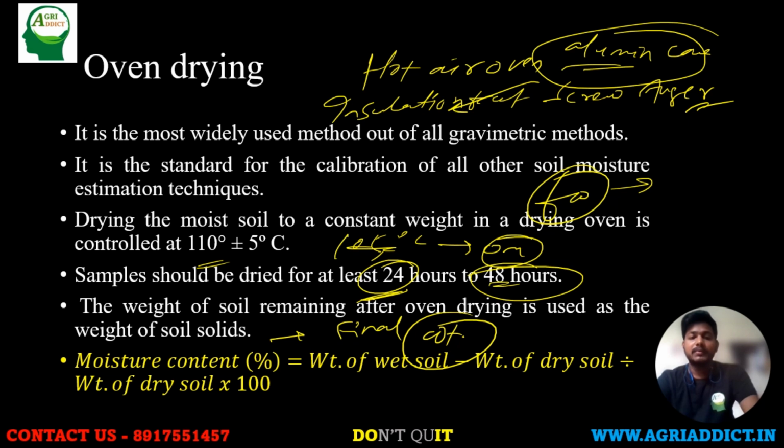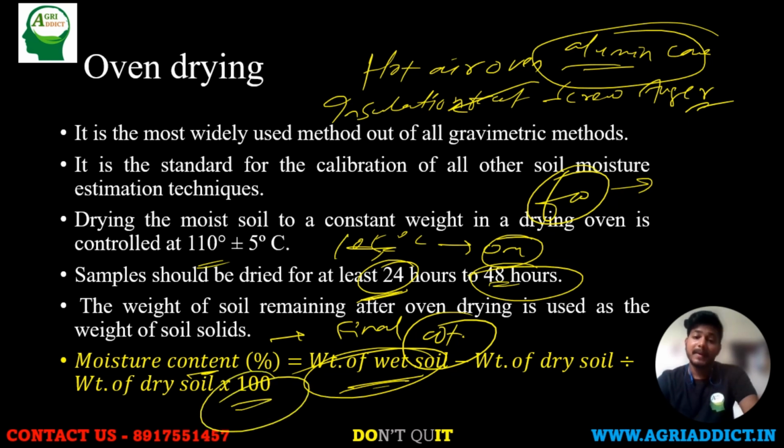That is the weight of the wet soil, and I am avoiding the aluminum box weight here. The formula is: weight of wet soil minus weight of dry soil divided by weight of dry soil. Remember this. Many students do it wrong by dividing by the weight of wet soil. Here we are calculating on a dry weight basis, not the wet weight basis. If it is wet weight basis, then we have to divide by the weight of wet soil. So moisture content on dry weight basis is weight of wet soil minus weight of dry soil divided by weight of dry soil, into 100. We'll get the moisture content in percentage.